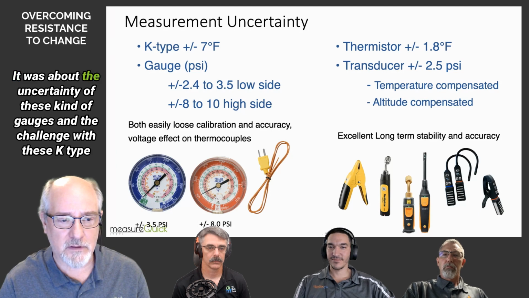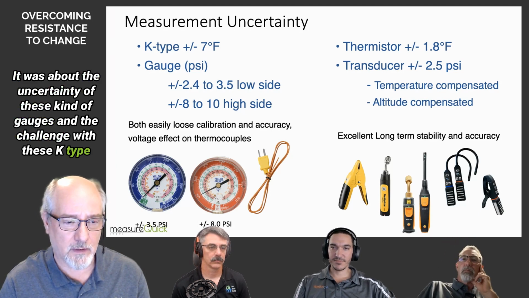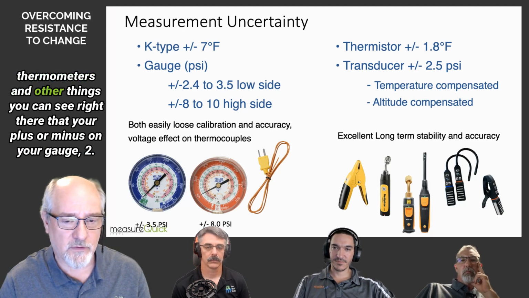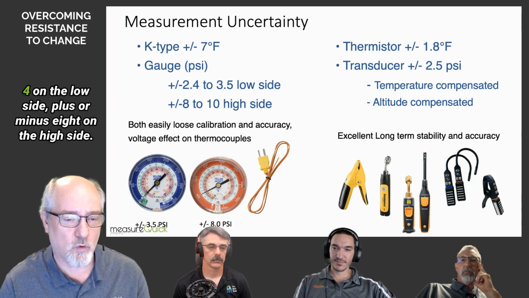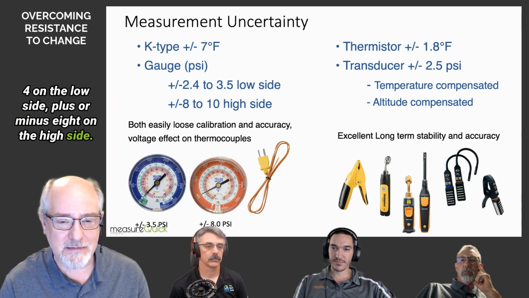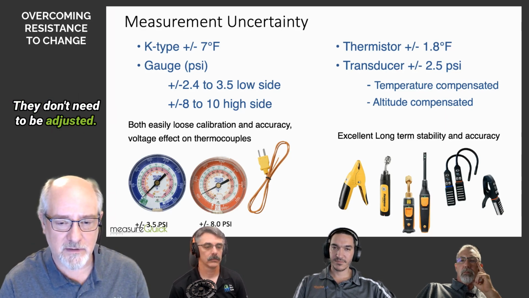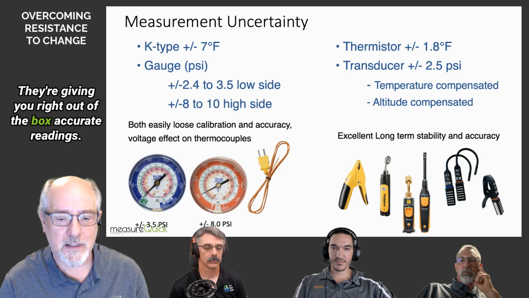And it was about the uncertainty of these kinds of gauges and the challenge with these K-type thermometers. You can see right there that you're plus or minus 2.4 on your gauge on the low side, plus or minus 8 on the high side. And these other ones don't need to be calibrated. They don't need to be adjusted. They're giving you accurate readings right out of the box.